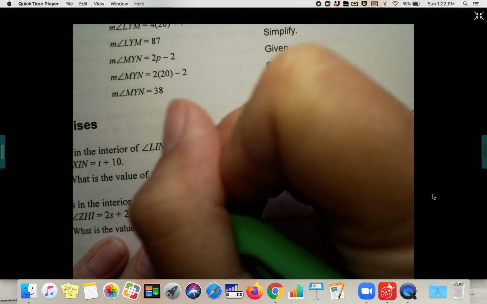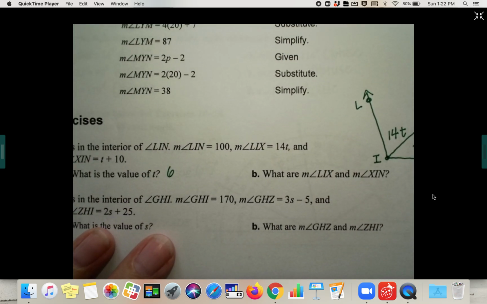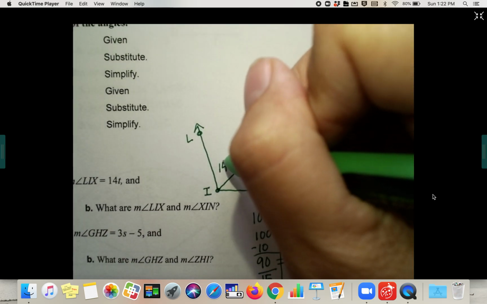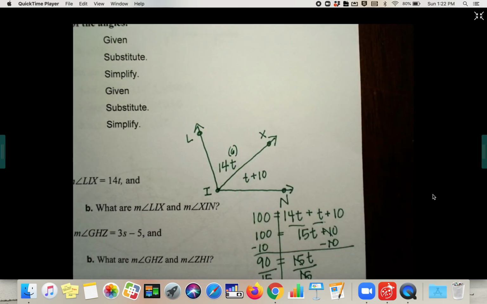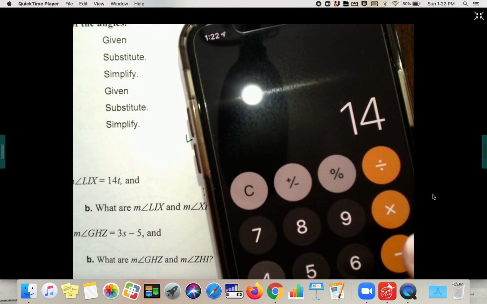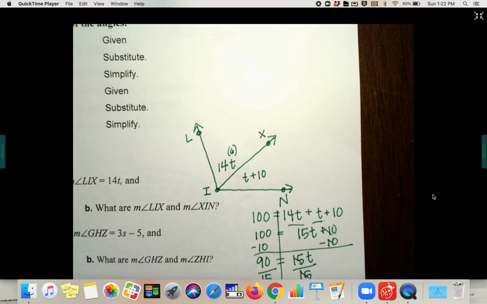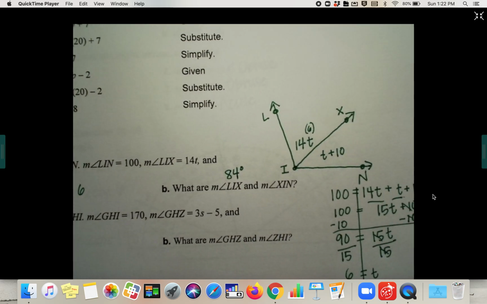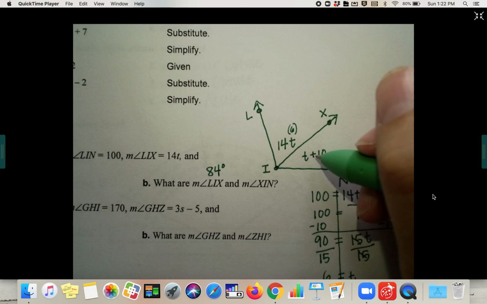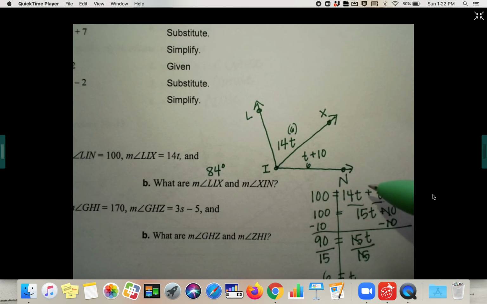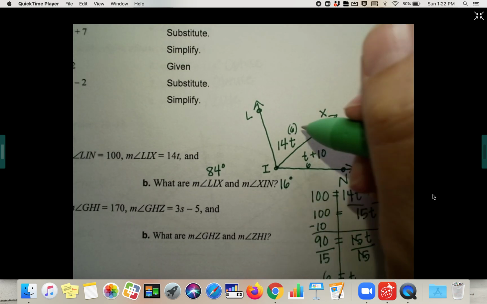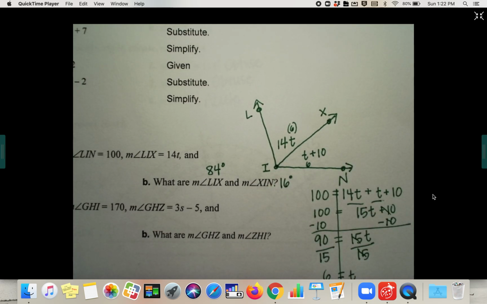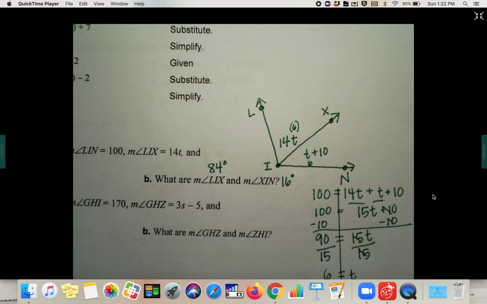Now that we know 6 equals t, what are the measures of the two angles? LIX is whatever 14 times 6 is: 84 degrees. Do the little degrees sign. And XIN is 6 plus 10, which would be 16 degrees. So my pictures are way off. 16 degrees would have been a tiny little angle, but that's okay. I just needed a visual to be able to picture it.